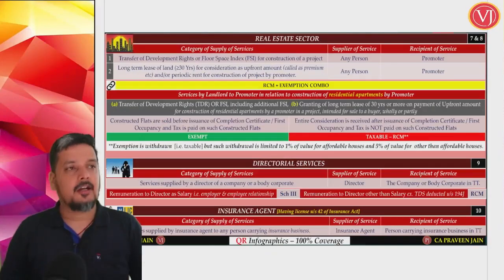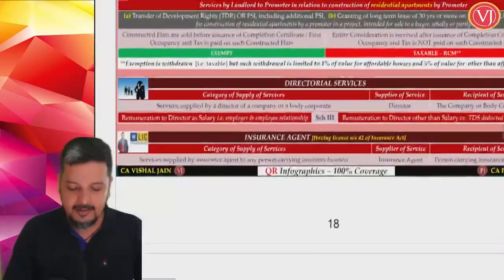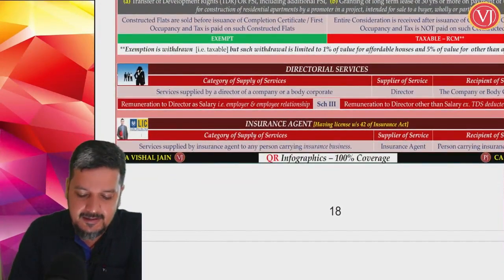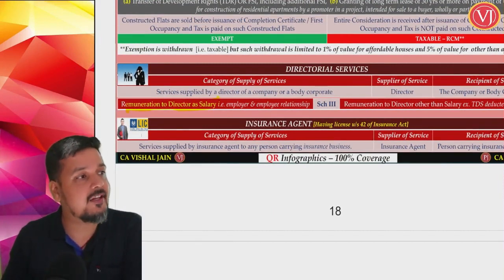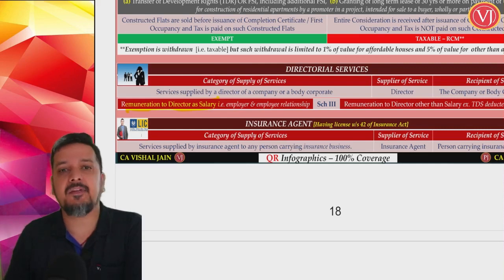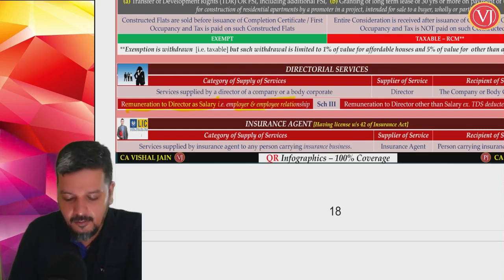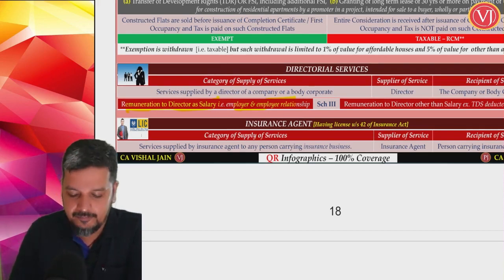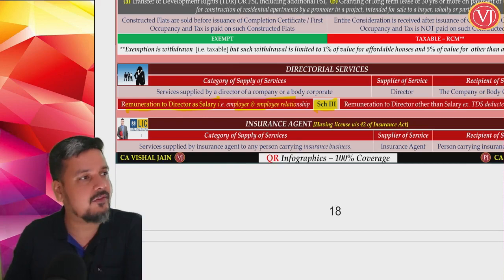Now, when you talk about directorial services, this we have touched already when we saw supply. Now, if the director is a managing director or whole-time director, he'll get remuneration, and the company will deduct TDS under section 192, an employer-employee relationship. Supply or no supply? It is not at all supply, no GST.